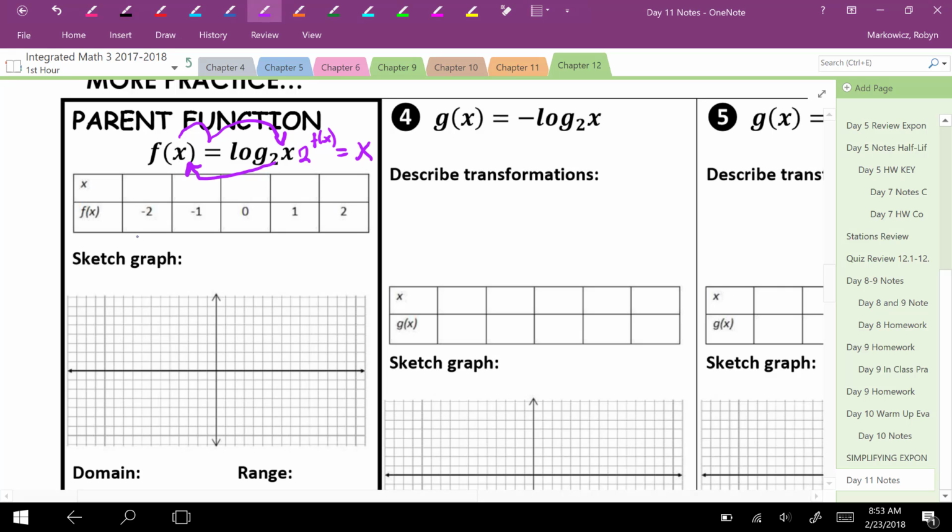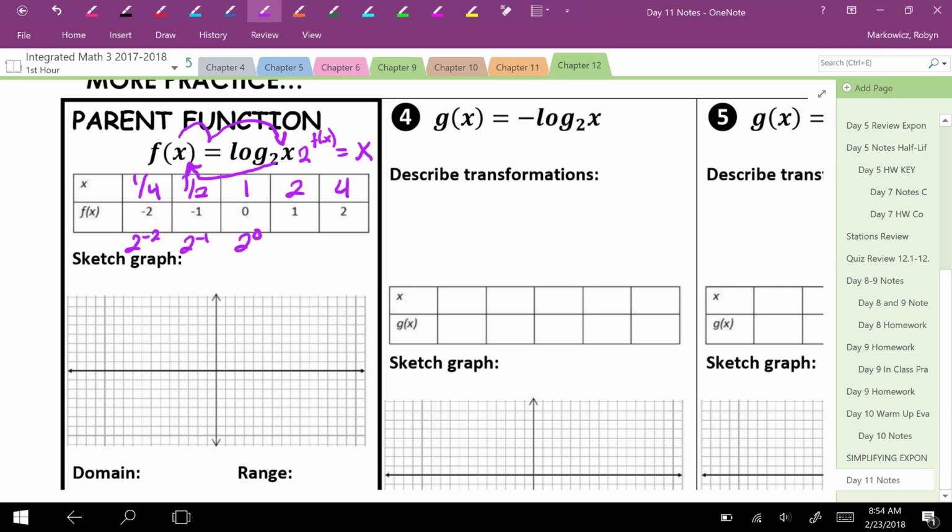So let me ask you this. What is 2 to the negative second? Negative 4? 1/4. 1 over 4. What is 2 to the negative first? 1/2. Thank you. Anything to the power of 0? 2 to the first. 2 to the second. 4. That took us what? 20 seconds to fill in real quick. So you can always make a table quickly of your parent function. Just take your base, put it to the power of y is equal to x, plug in some exponents, and you can have a table.